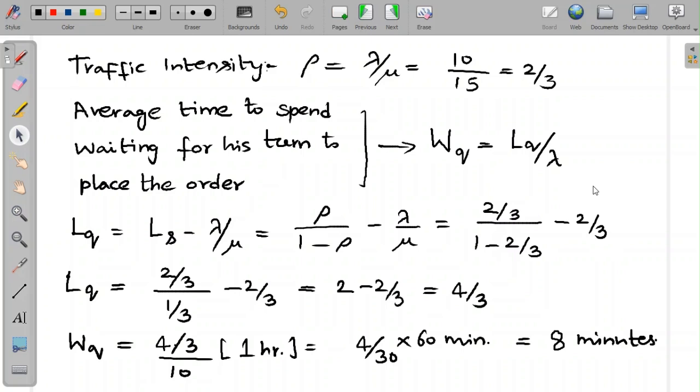That's 4 by 30 of an hour, or 4 by 30 of 60 minutes. That comes down to 8 minutes. The average time a customer has to spend waiting for his turn to place the order is at 8 minutes.